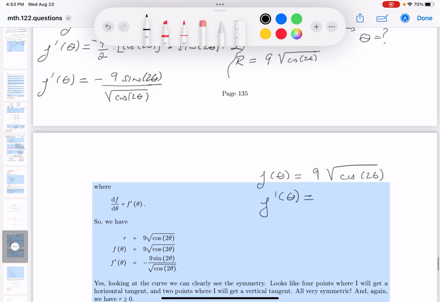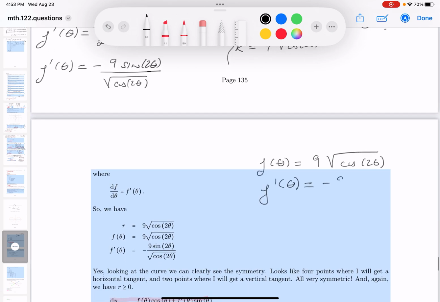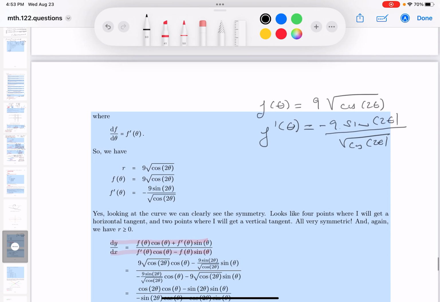I just did it, and that's going to be minus 9 cosine 2 theta. I'm sorry, I made a mistake there. Sorry about that. It's minus 9 sine 2 theta over the square root of cosine 2 theta. Right, and then I kind of pop in the formula.